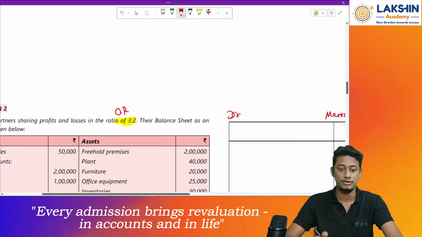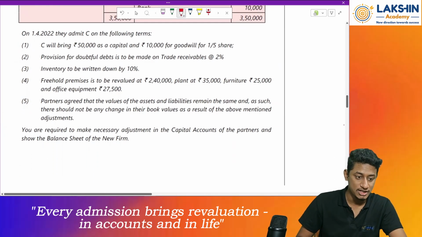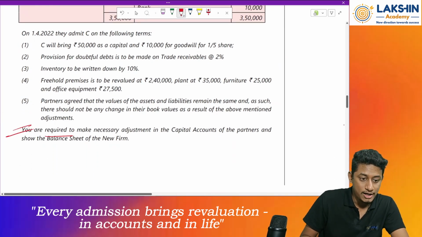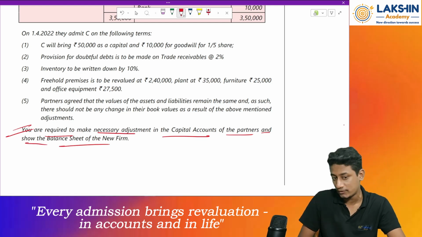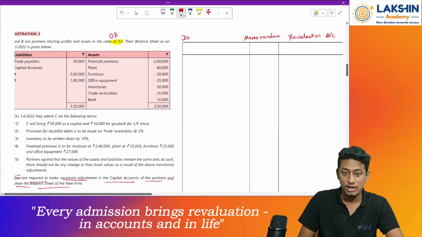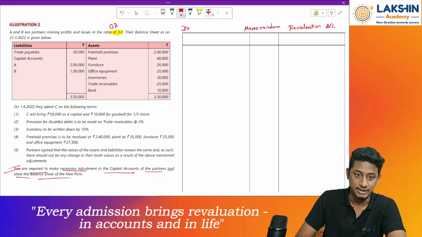Clear? Okay, let's do it. Wait. But first of all, what is the question asking us to prepare? You are required to make necessary adjustments in the capital accounts of the partners and show the balance sheet of the new firm. Okay. So we will also prepare memorandum revaluation account this time. Okay, let's go on doing it.